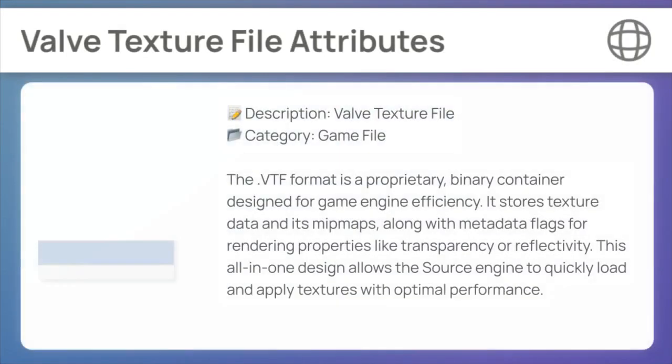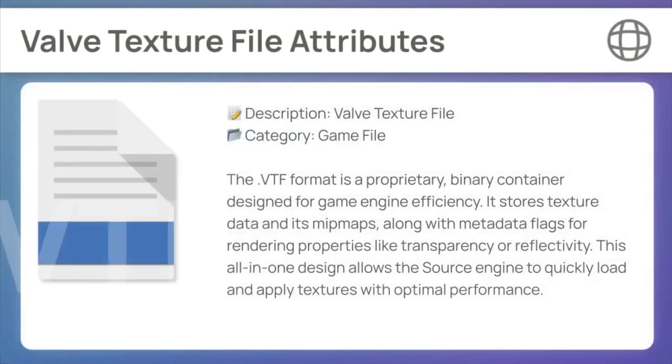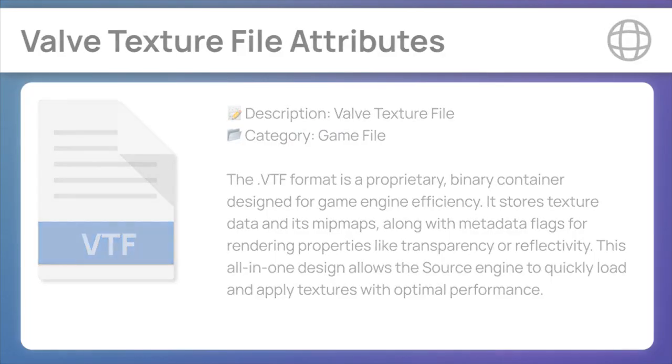The .vtf format is a proprietary binary container designed for game engine efficiency. It stores texture data and its mipmaps along with metadata flags for rendering properties like transparency or reflectivity. This all-in-one design allows the Source engine to quickly load and apply textures with optimal performance.